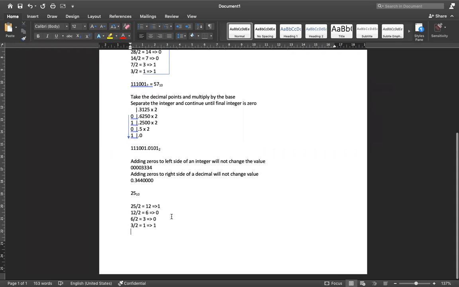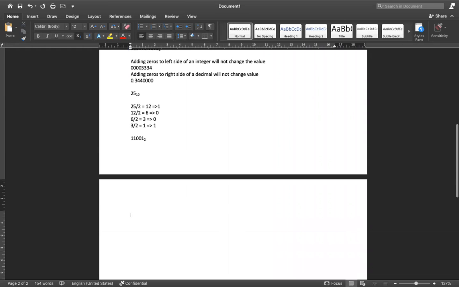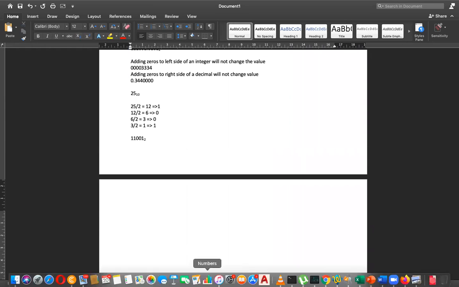Then you take from bottom to top and the number is 11001 in binary. This one okay, no? Yes, sir. Right. Okay, then let's go to octal.